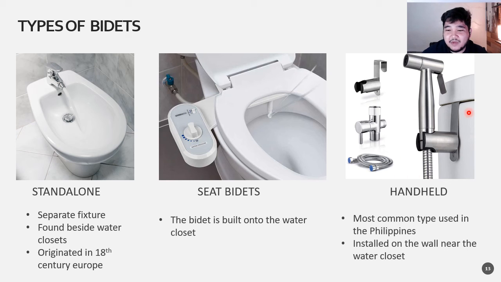And of course, the more common one in the Philippines is the handheld or spray bidet. It is a bidet that is installed externally. They usually hang on the wall, and must be manually moved to the desired position to use. So I guess I don't have to explain how to use that.